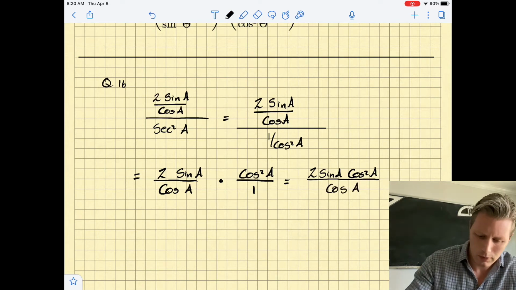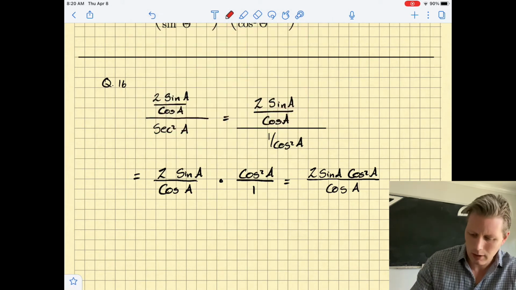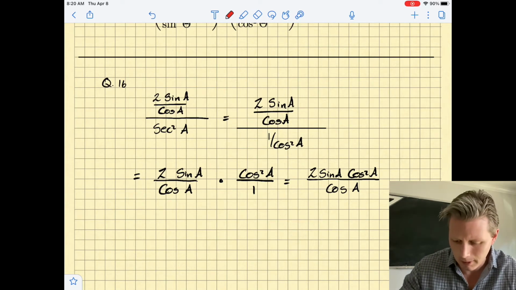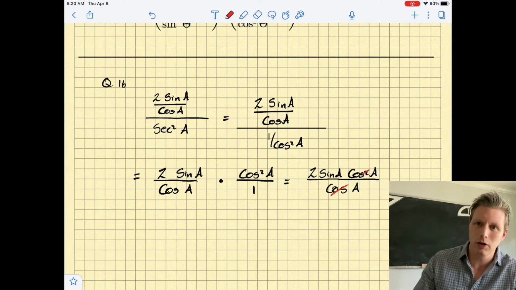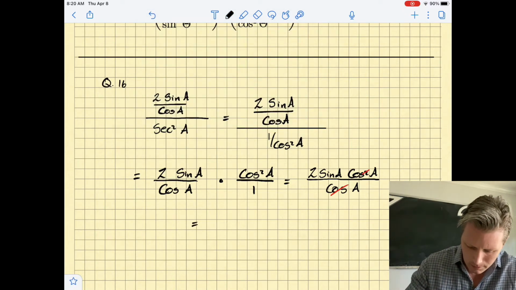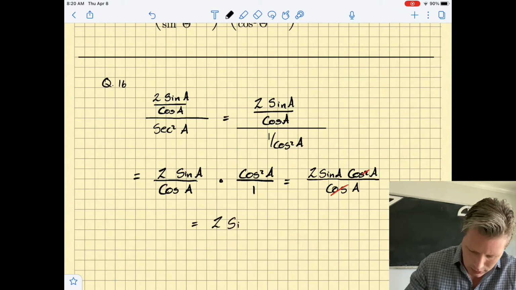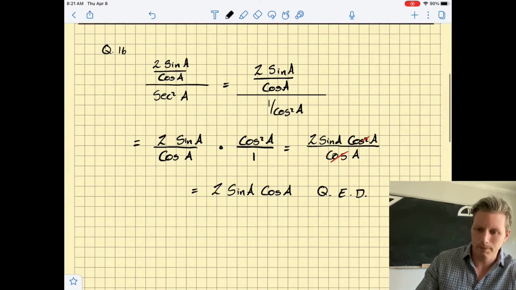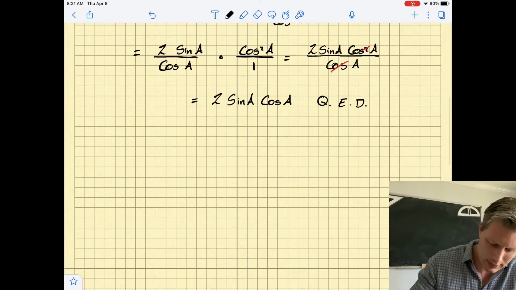And one of the cosines in my numerator is going to cancel with the cosine in my denominator, and I will be left with 2 sine of A cosine of A, which is what I set out to prove. So that's that first one. All right, let's try to tackle the second question.